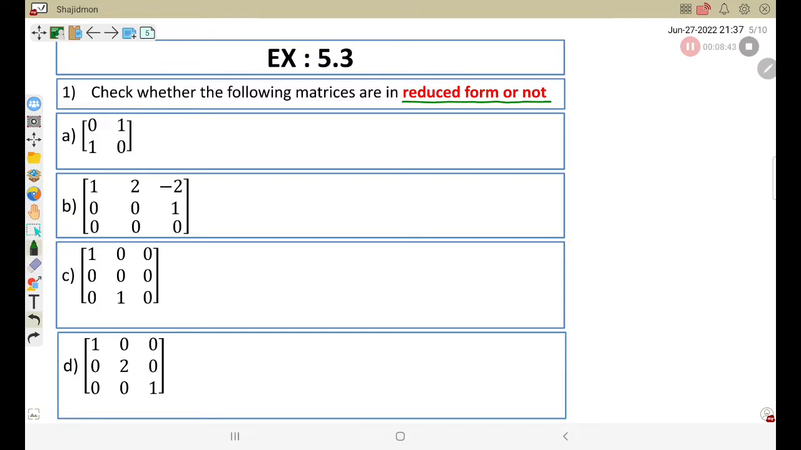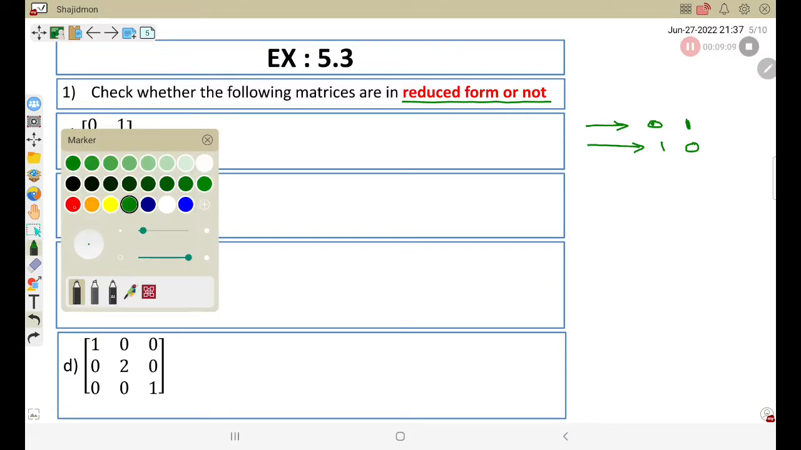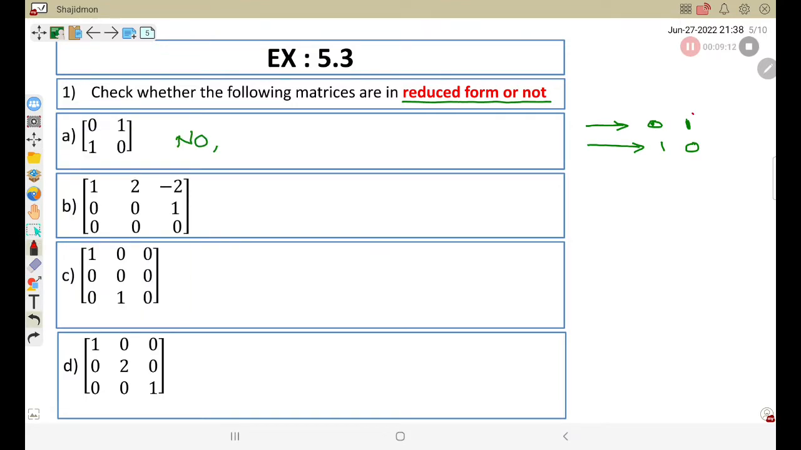For example, the first one: 0, 1, 1, 0. Is it reduced form or not? No, it is not reduced form. Why? The first property is okay: each row's starting number is 1, then 0, no problem, and the next row also starts with 1, then 0. But the third property is violated. If the first row's 1 comes here, the next row's 1 should be to the right of this one. But here it is coming on the left side, which is not possible. So this number is wrong.